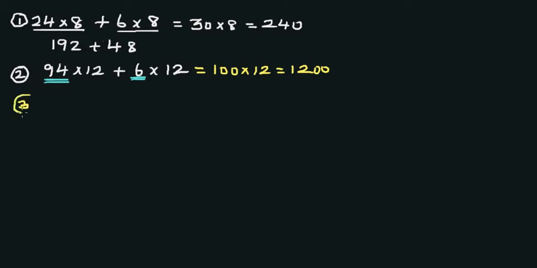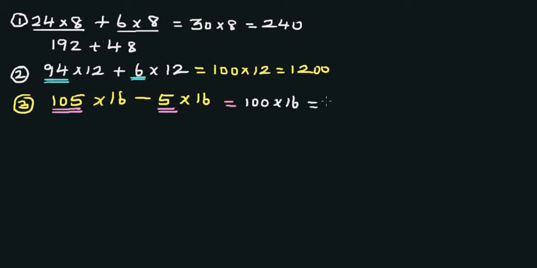Let's do one more. What happens if you are taking away? If it is 105 times 16, take away 5 times 16, again you can see a pattern here. You've got 105 lots of 16, take away 5 lots of 16. That would give you 100 lots of 16, 100 times 16, which is 1600.